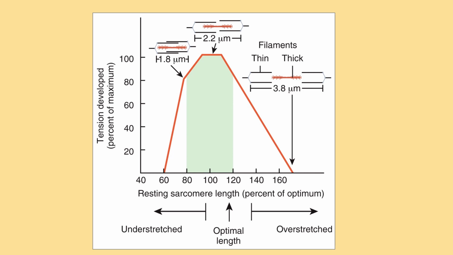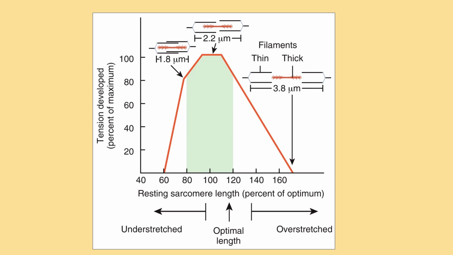What is the sarcomere length at the beginning of muscle contraction? Down below the vertical axis, we see some labels: understretched, optimal length, overstretched. As our sarcomeres are shorter, we call that understretched, and that is a suboptimal length for generating maximal contraction. Above the optimal length, our sarcomeres start out in a stretched position, and that is also not optimal for generating maximal muscle contraction.